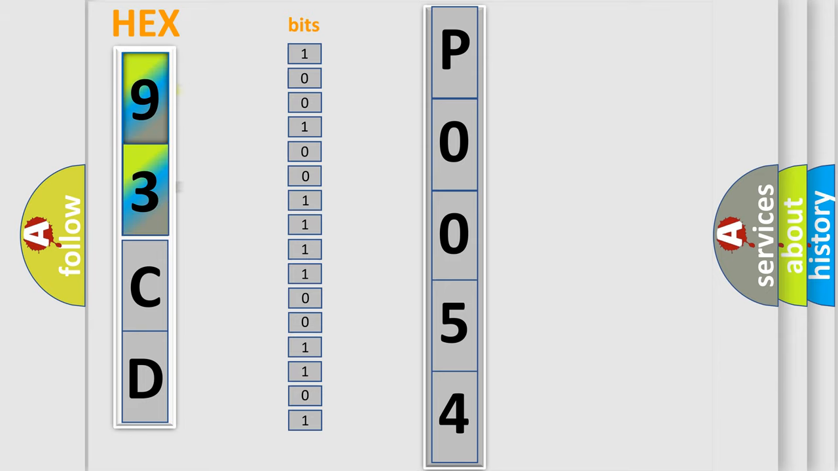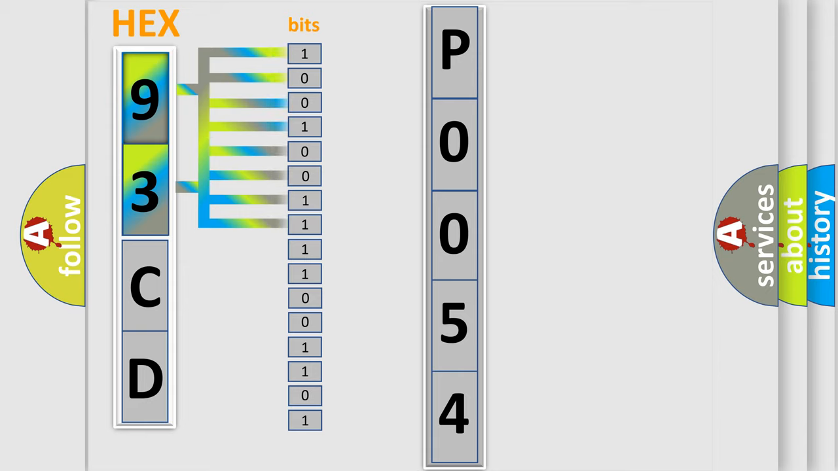The basic definition is HO2S heater resistance sensor. And now this is a short description of this DTC code. P0053 or P0054 DTCs run when P0112, P0113, P0117, P0118, P2610 are not set. The ignition voltage is less than 18 volts. The engine is started. The ignition is off for more than 8 hours.